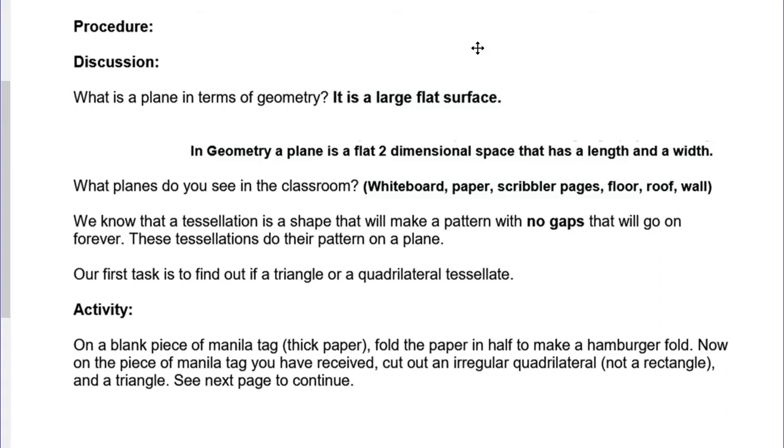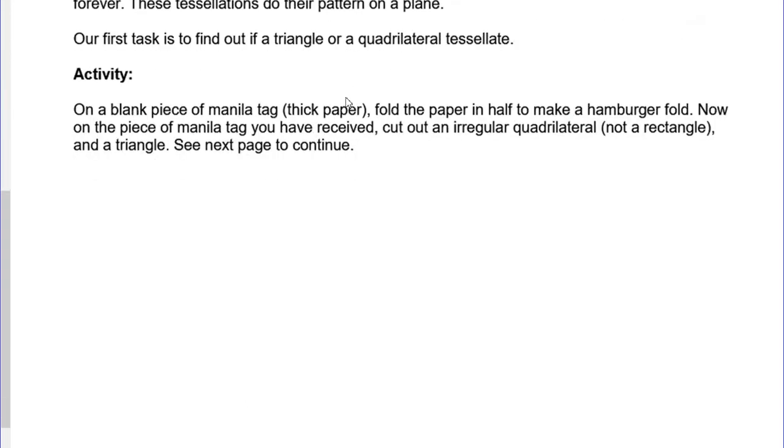So we're going to start with a couple of exercises here. So I need you to get, your teacher should give you a blank piece of manila tag, which is basically thick paper. If you're at home and you don't have one, any thick cardboard would do. You can even do it with a piece of paper if you have to, but you'll have to be very careful.